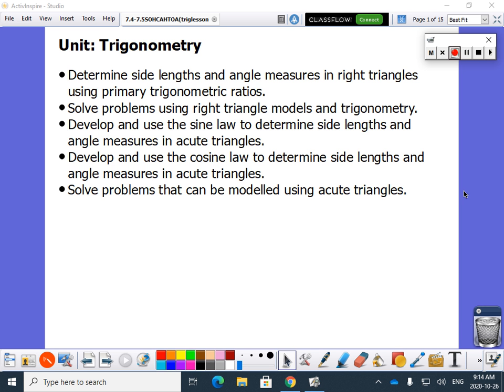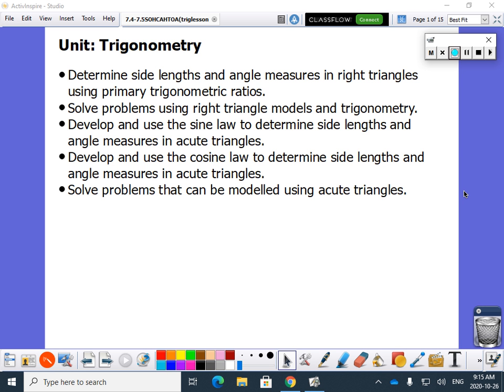Okay, so trigonometry, what is it? We're going to be learning and determining side lengths and angle measures in right triangles using primary trigonometric ratios. So, back in grade 9, you guys did a lot of Pythagorean's theorem. That rings a bell, right? C squared equals A squared plus B squared using right angle triangles.